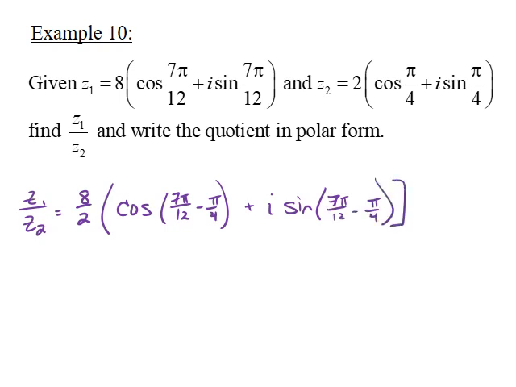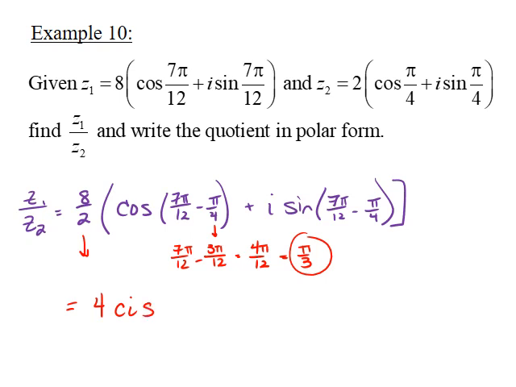Okay, again, you are an expert now at adding and subtracting fractions with unlike denominators. So this can be written with a denominator of 12. So I have 7 pi over 12 minus 3 pi over 12. This is equal to 4 pi over 12, which reduces to pi over 3. So all of this equals 2 goes into 8 4 times, and I have cis pi over 3. There you have it.